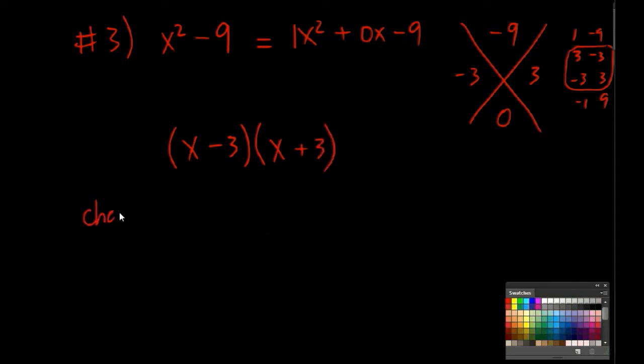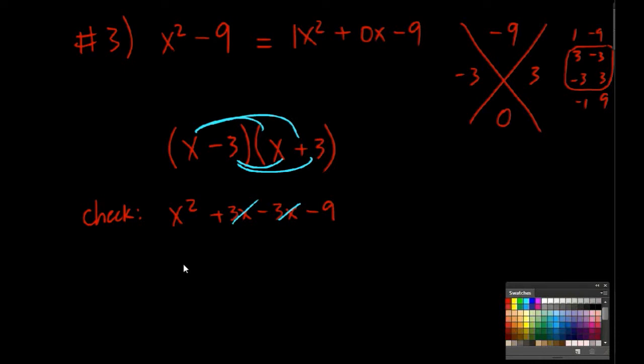And we can always check this, remember, by distributing. So we will get x squared, then plus 3x, minus 3x, and then minus 9. Our x's will cancel out. They add to 0 in the middle, so we're left with x squared minus 9, which is what we started with. So the factors of x squared minus 9 are x minus 3 and x plus 3.